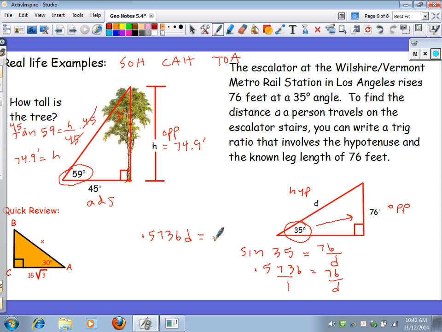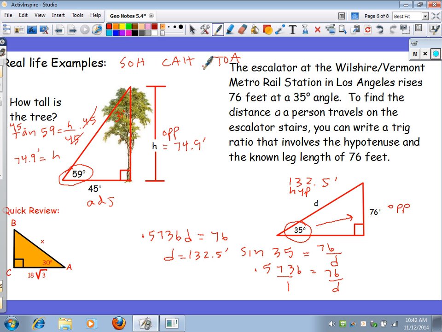0.5736D equals 76. Divide it on both sides. And if you take 76 and divide it by 0.5736, you get 132 and a half feet. 132.5 feet. That's how long you would travel on that escalator. You'd actually be going 132.5 feet from the very bottom of the escalator to the very top of the escalator.